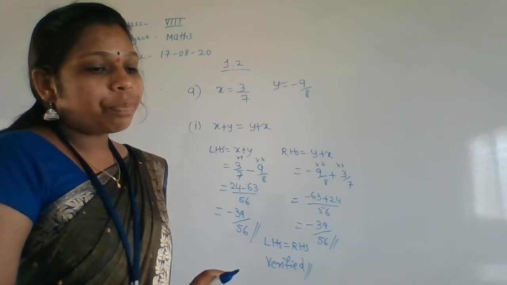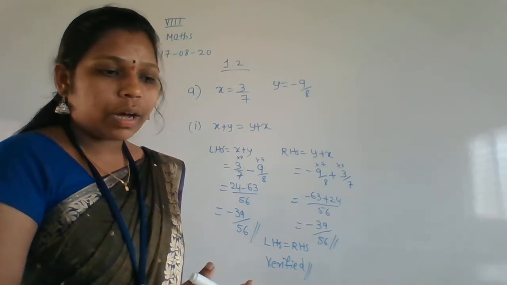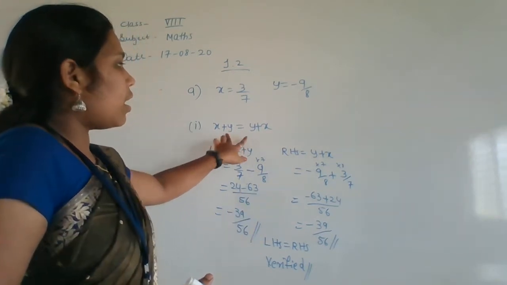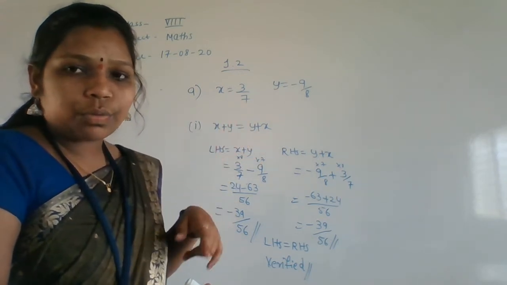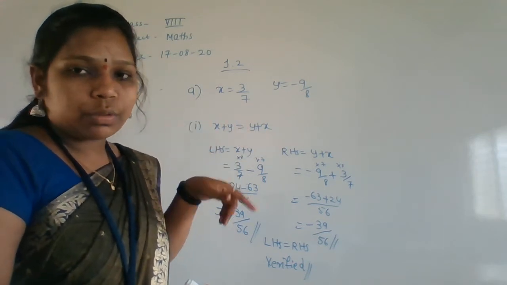So next one is x into y and y into x. Same, but here we were doing addition. Instead of addition, we have to multiply here. x into y and y into x: substitute the values of x and y and multiply those two numbers.